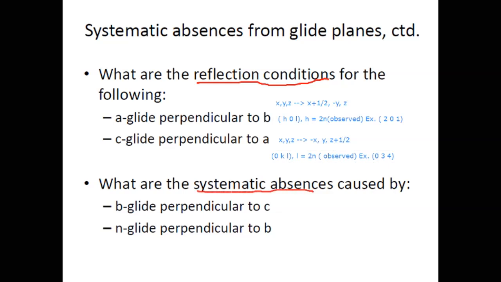Now, on the next one, we're talking about systematic absences. Now we're talking about the odd indices. So here we have a B glide perpendicular to C. We start with X, Y, and Z. Now a B glide perpendicular to C, there's no change in X. We translate along Y, and Z changes sign.